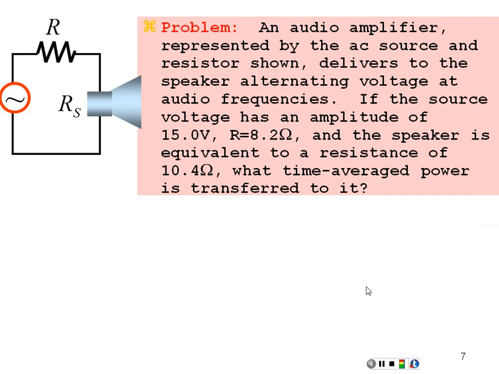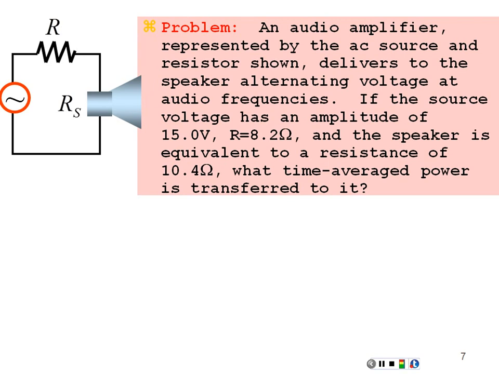Let's try all this out in a circuit. An audio amplifier represented by an AC source and resistor shown delivers to the speaker alternating voltage at audio frequencies. If the source voltage has an amplitude of 15 volts and R is 8.2 ohms, and the speaker is equivalent to a resistance of 10.4 ohms, what time average power is transferred to it?